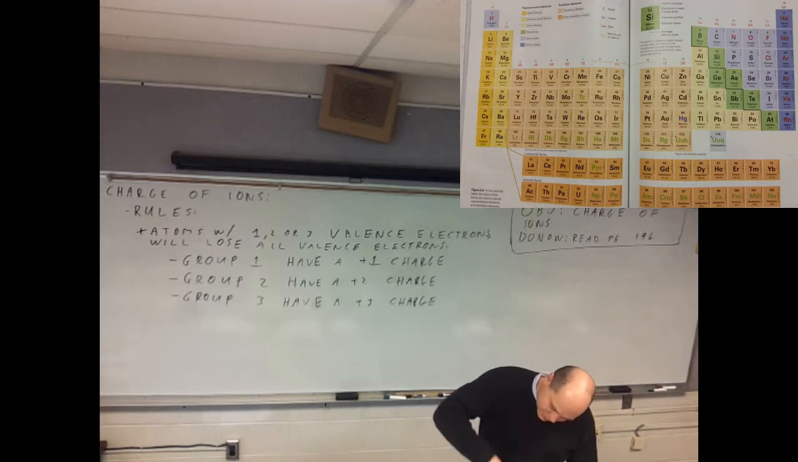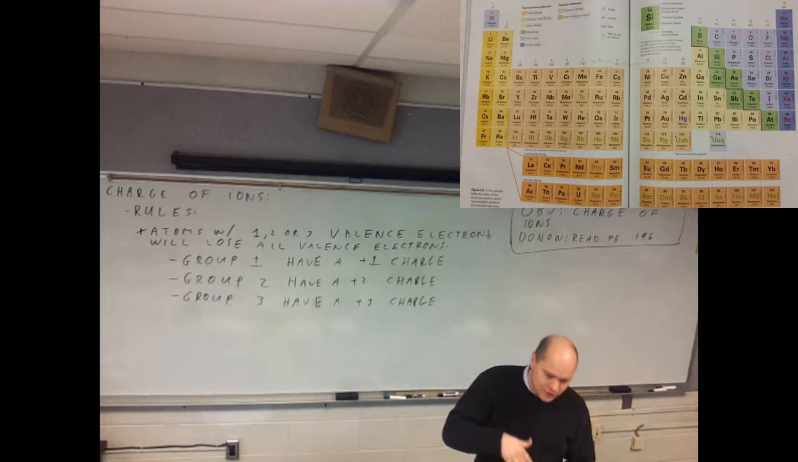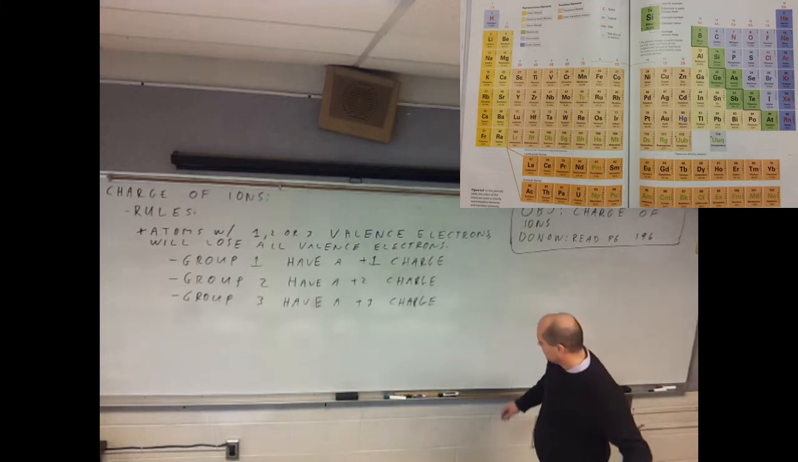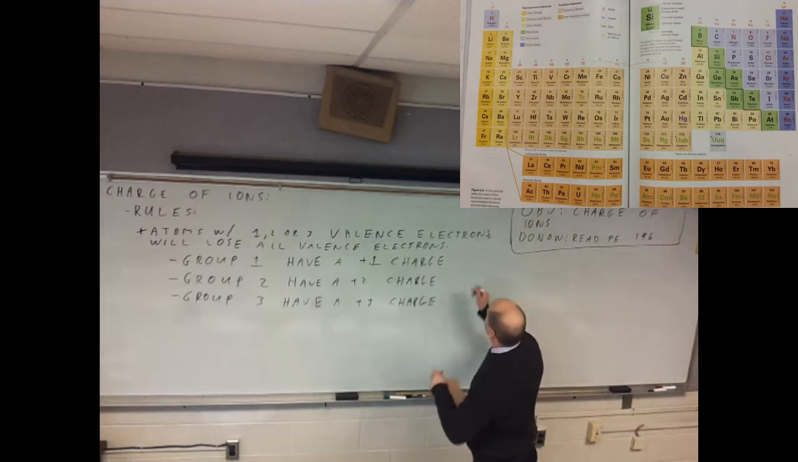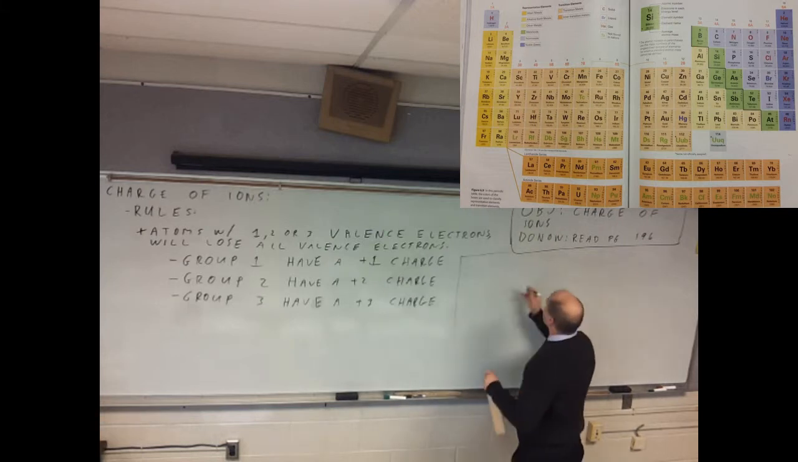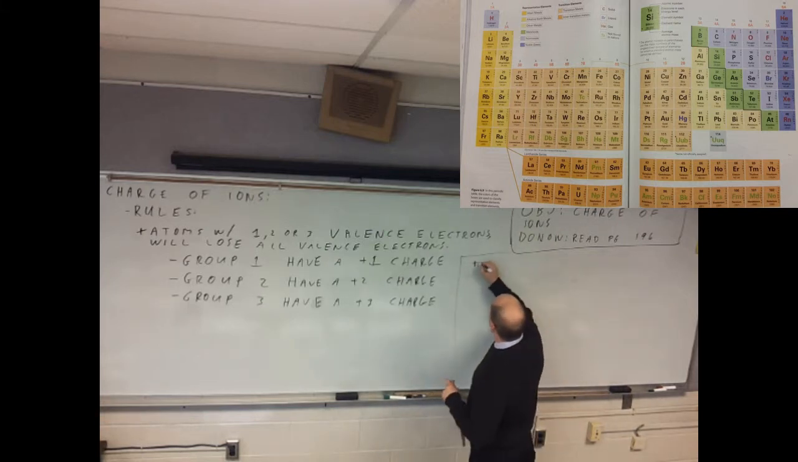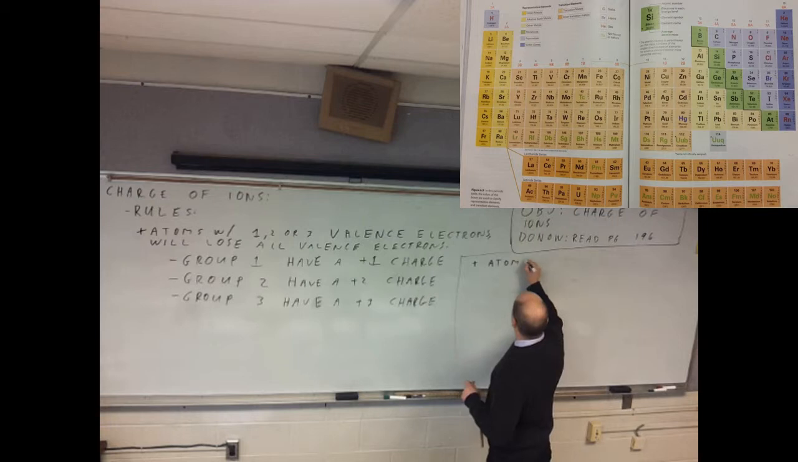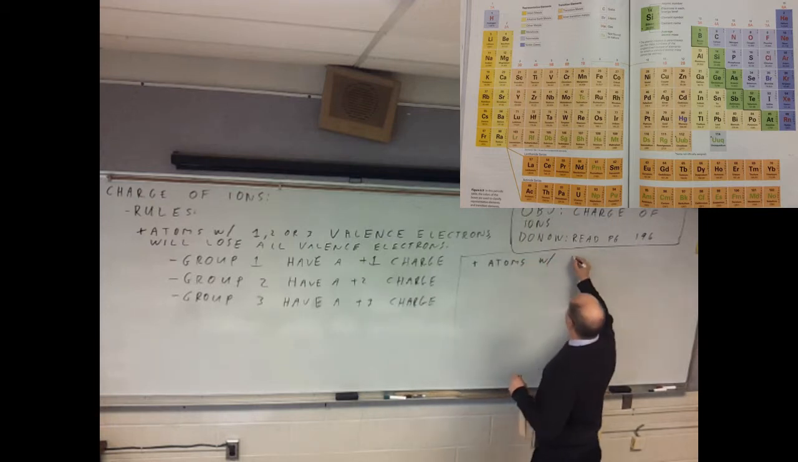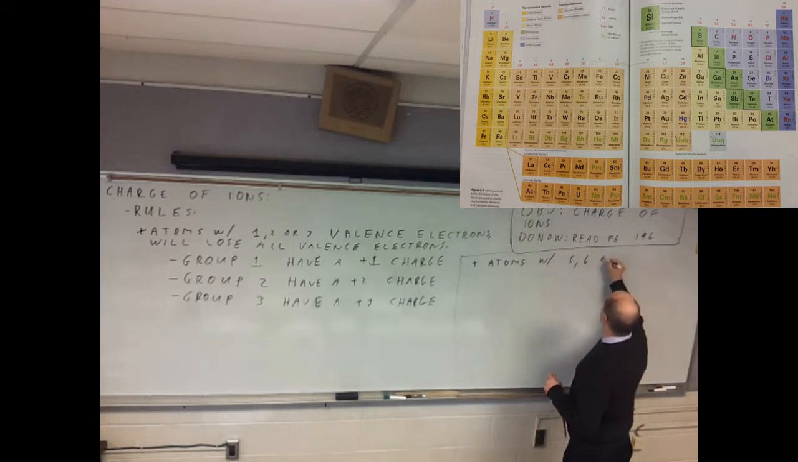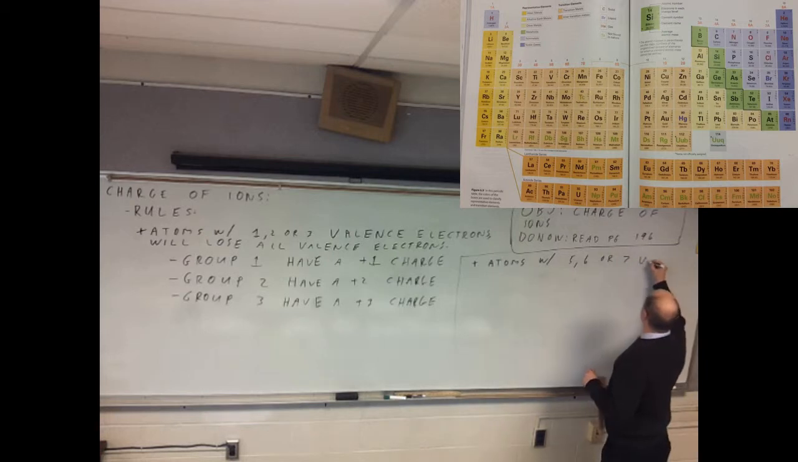Okay, so I did group 3. Group 4 is kind of weird. So I'm going to skip group 4. I'm going to leave it for the end. I'm going to do 5, 6, and 7. Okay, groups 5, 6, and 7. So, and I'll come back to group 4, which is the carbon group, and explain in a minute why. All right, so atoms with 5, 6, 7 valence electrons.